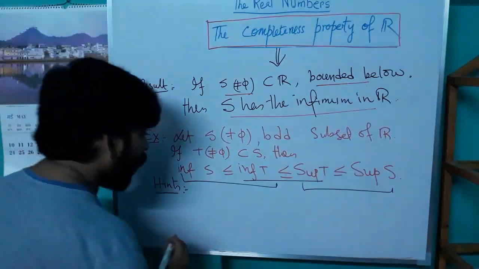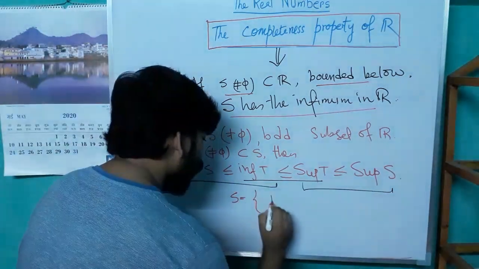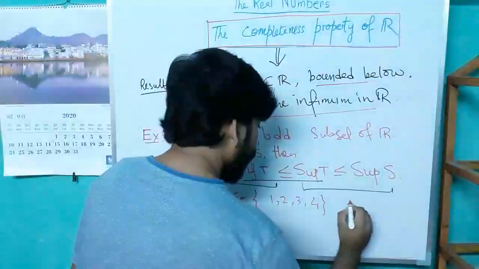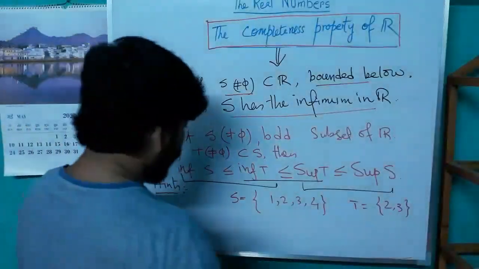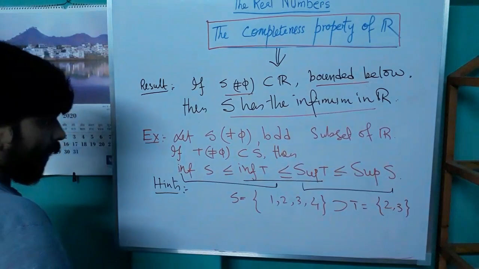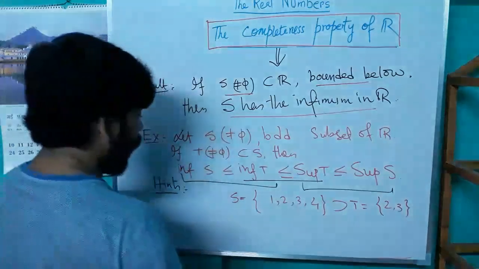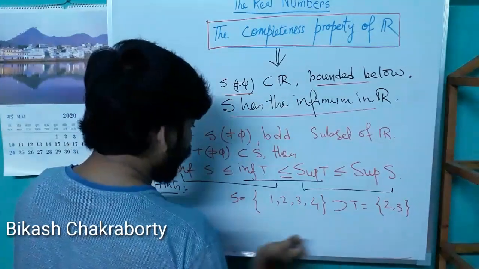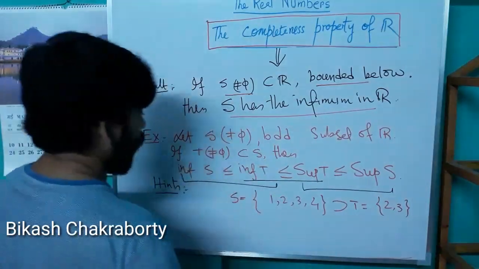One example. Let us take S equal to {1, 2, 3, 4} and T equal to {2, 3}. So obviously T is a subset of S. Here we see that for S the supremum is 4 and for T the supremum is 3, and for S the infimum is 1 and for T the infimum is 2. So using this example one can easily see the statement of the exercise. Okay, thank you.